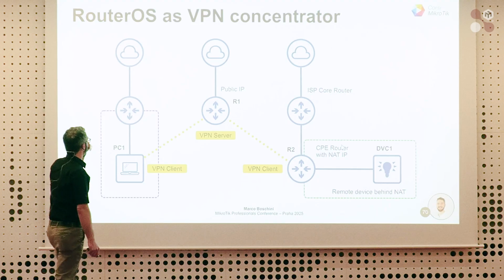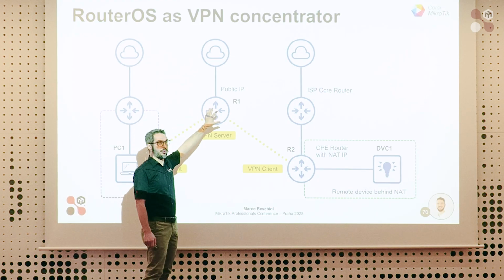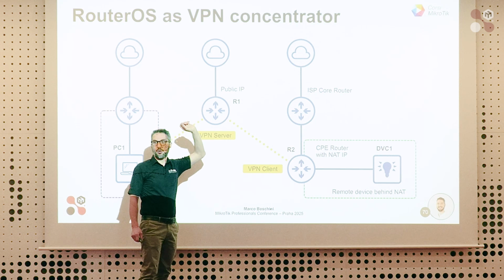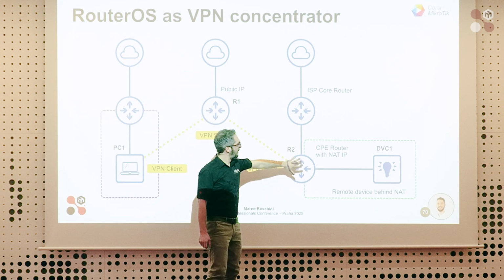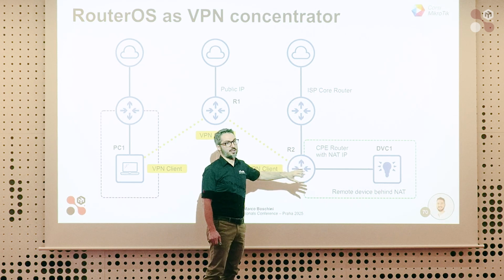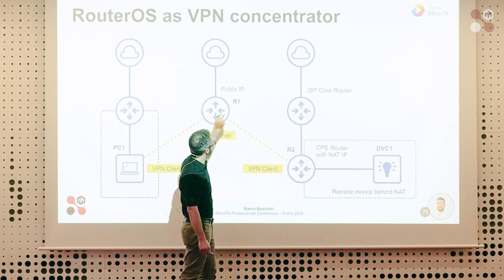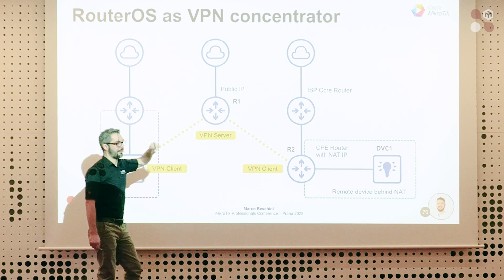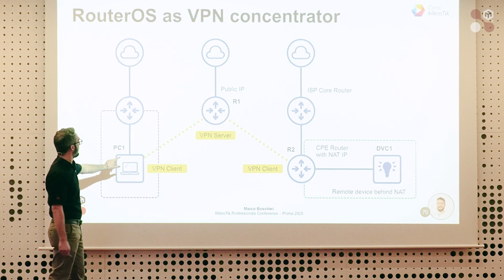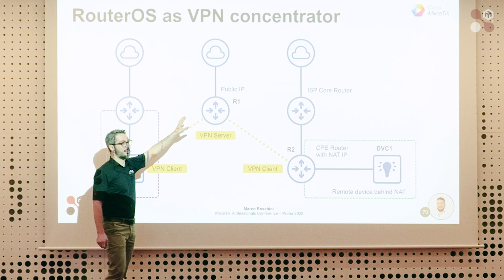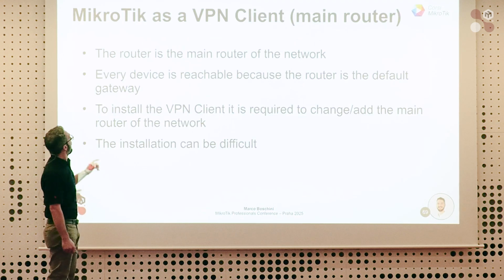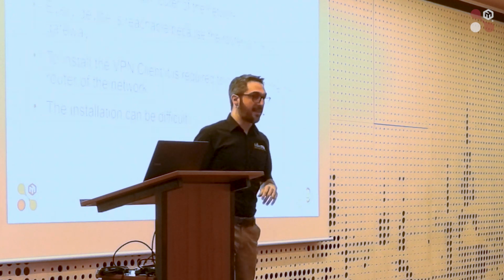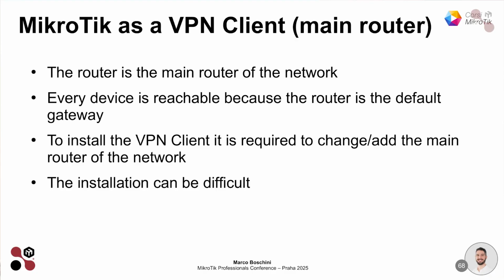This is the schematic. The first router that we previously created as an OpenVPN server is router 1. Now we have to connect router 2, the main router of your network, okay? Router 2 is connected via OpenVPN with router 1. And you are the customer, connected to router 1, which has a public IP address that can be reachable. Router 2 is the main router of the network, and every device is reachable because the router is the default gateway of the remote network.